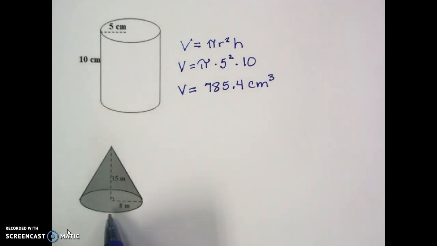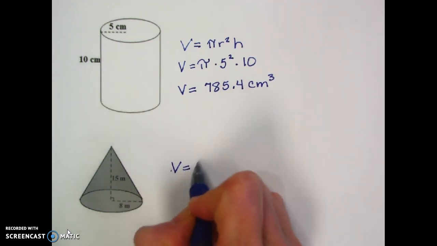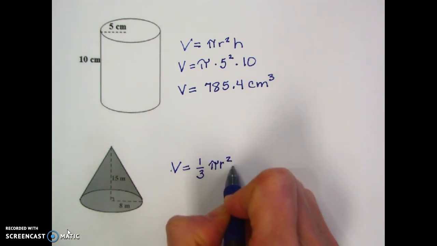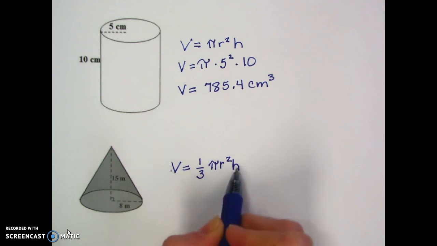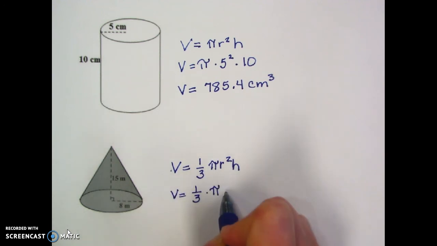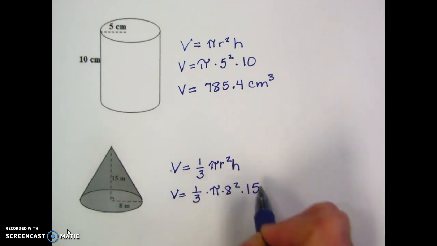Second shape is a cone. To find the volume of a cone, we want to take 1/3 times pi r squared times h, the area of the circle, times the height. So 1/3 times pi times the radius, in this case 8 squared, times the height of 15.